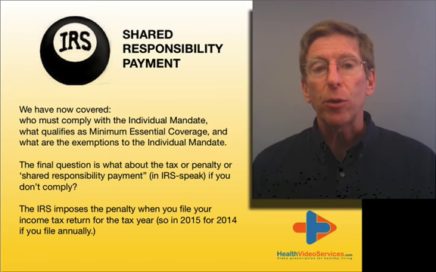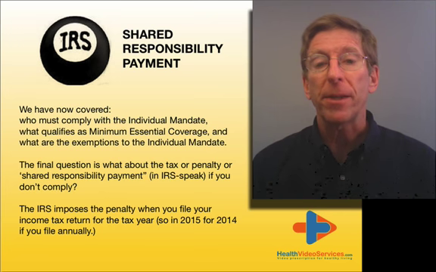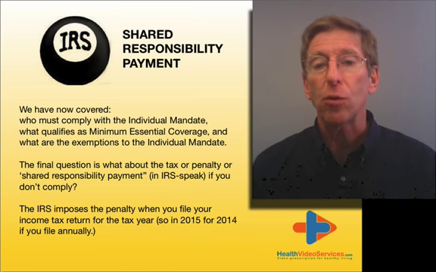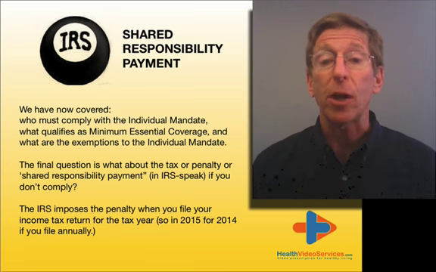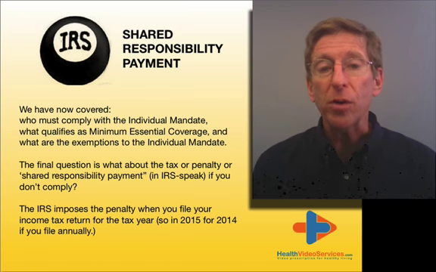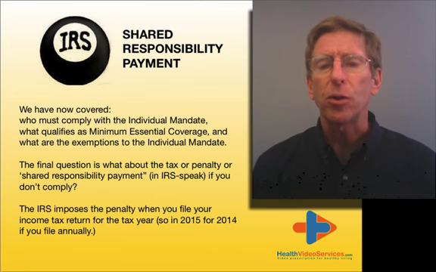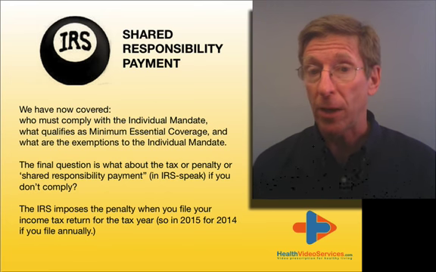We have now covered who must comply with the individual mandate, what qualifies as minimum essential coverage, and what the exemptions to the individual mandate are. The final question is about the tax or penalty, or shared responsibility payment in IRS speak, if you don't comply. The IRS imposes the penalty when you file your income tax return for the tax year, so in 2015 for 2014 if you file annually.